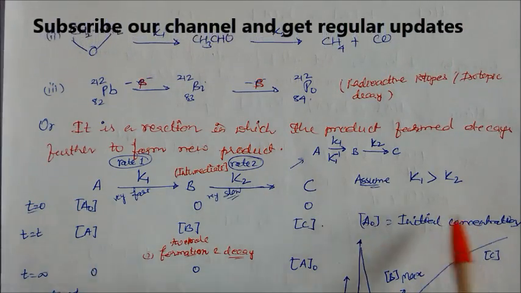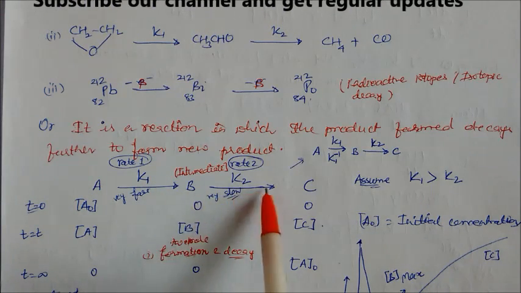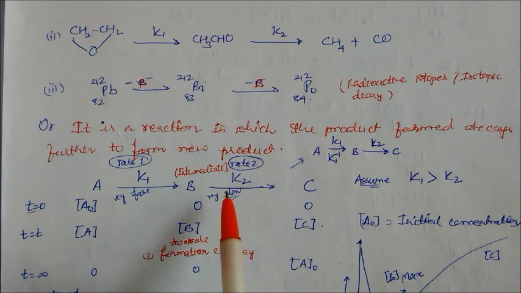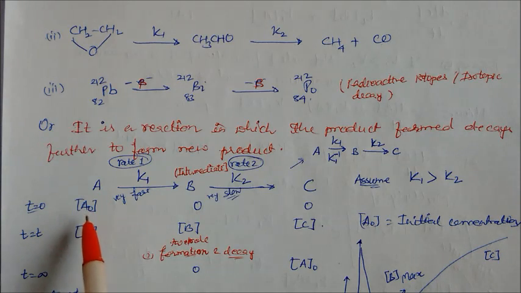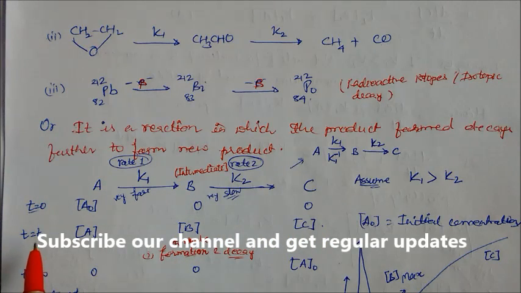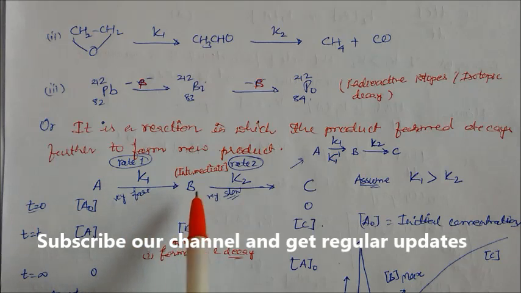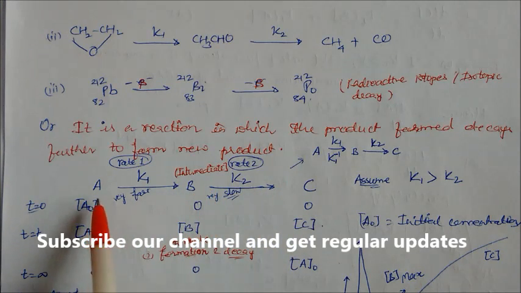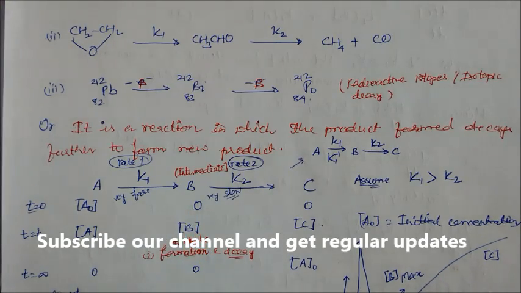One more condition: if K1 is greater than K2, this first reaction becomes fast and the second step becomes slow. At t equal to 0, the initial concentration of A will be maximum, and B and C will be 0 and 0. At any time t, the concentrations will be A, B and C respectively. B plays two roles: one is formation, and the second is decay. Decay means B is converting to C, and formation means A is converting to B. At one time B will be at its maximum.